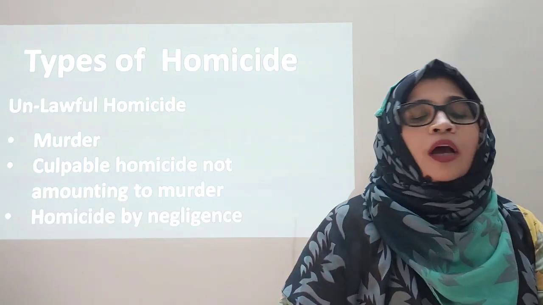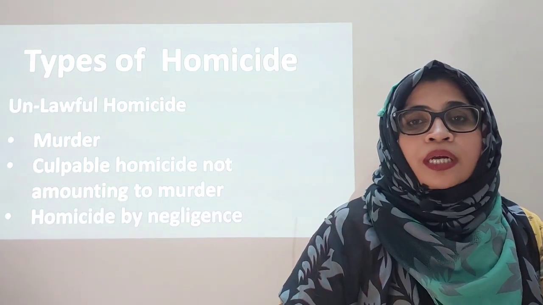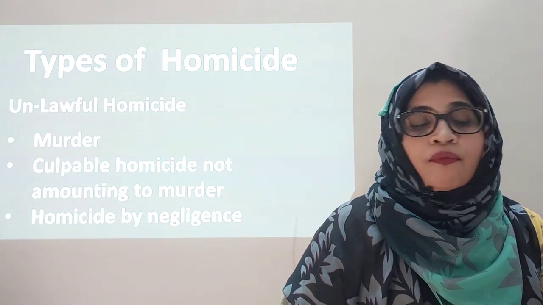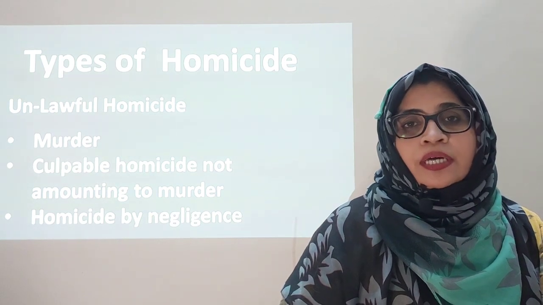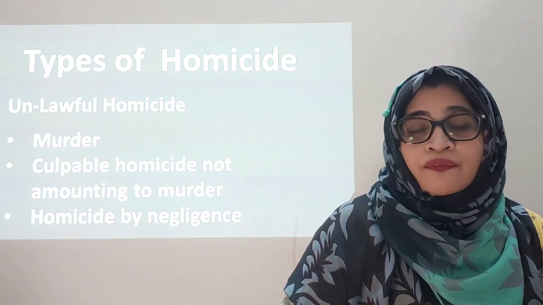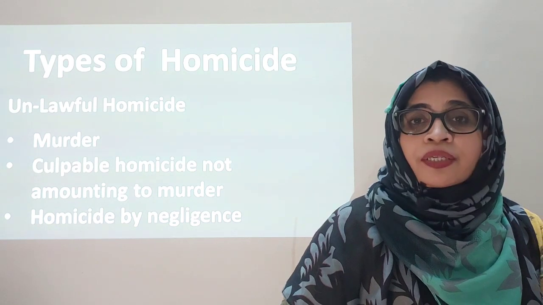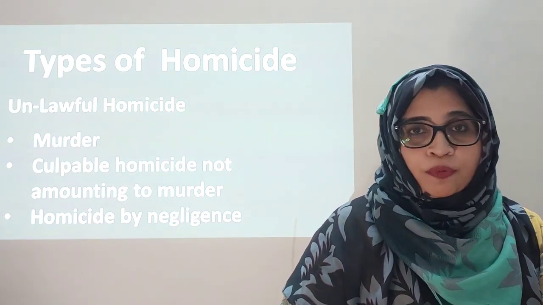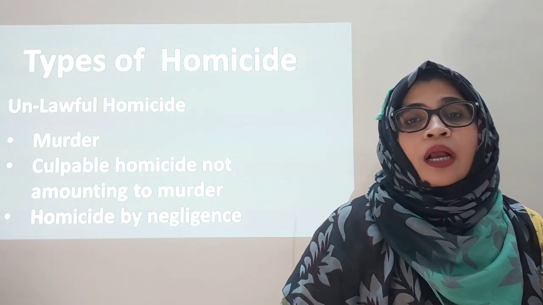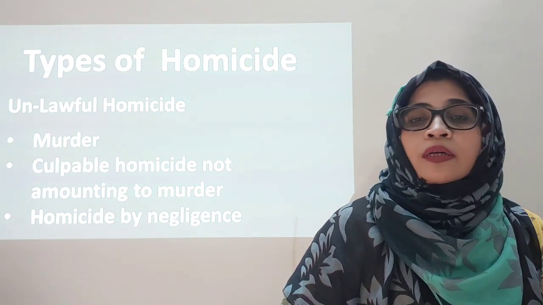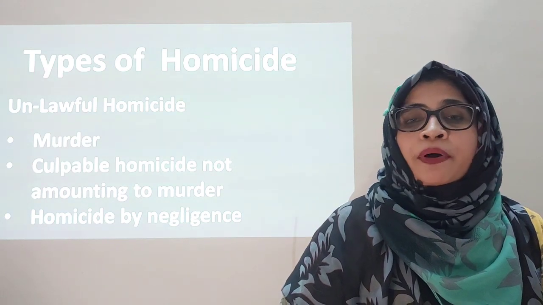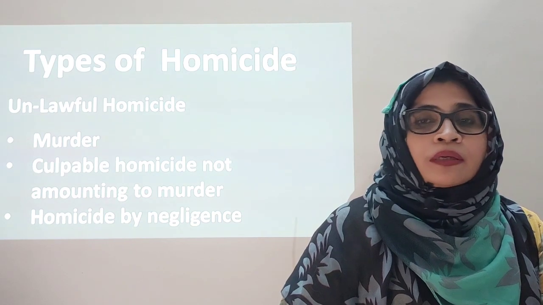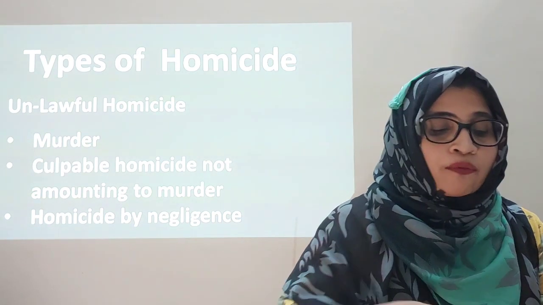Now we will go to unlawful homicide. Unlawful means whatever offenses are against the law. So in unlawful homicide, many offenses are there, like offenses against human life and offenses against the human body. All of them come under unlawful homicide. Examples are murder, culpable homicide not amounting to murder, homicide by negligence, suicide, or dowry death, many such offenses that come under unlawful homicide.